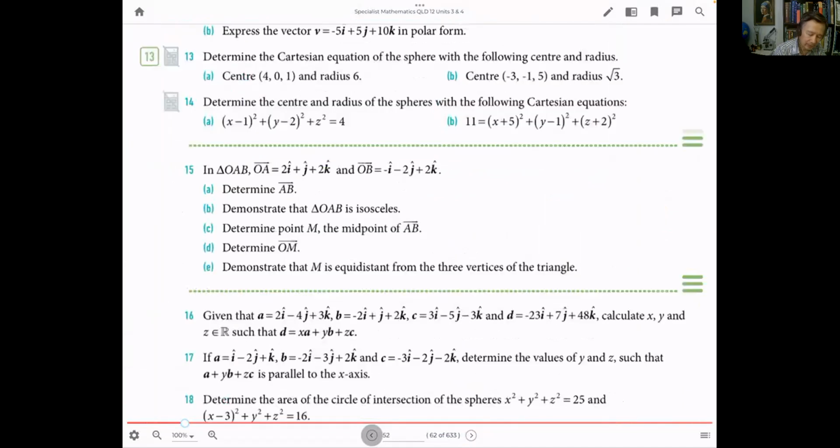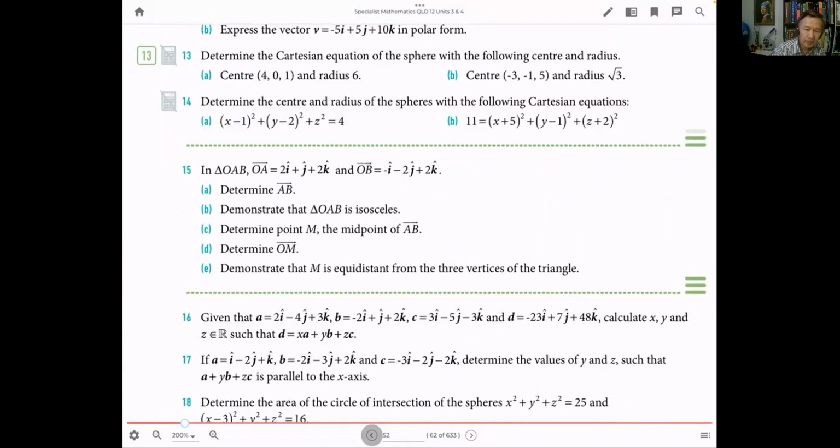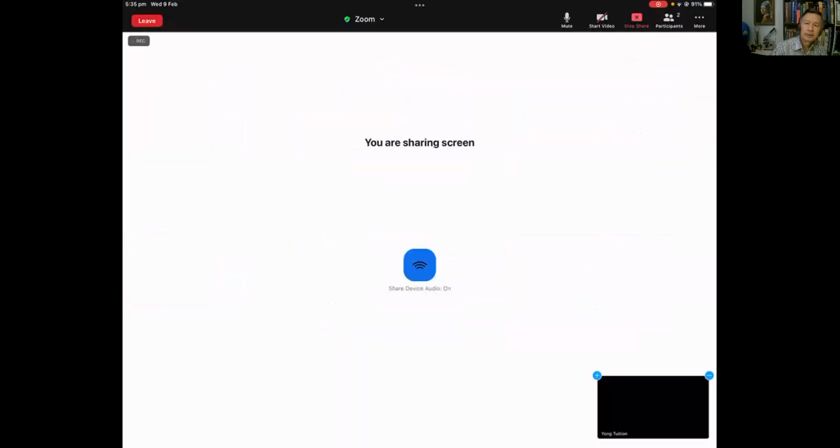Here, number 15, right? So OA from origin is (2, 1, 2), okay, and OB is (-1, -2, 2). Got it? Okay. Let's go to the whiteboard. Yeah, 3D. So basically, you have to learn how to draw the 3D diagram. When we study this 3D vector, I want to do some 3D diagrams. So there's a 3D diagram, this X, Y.